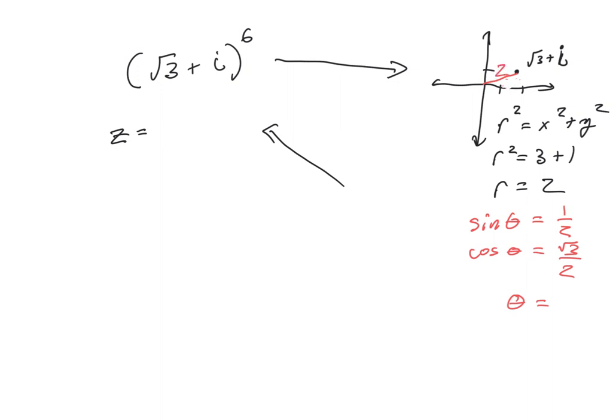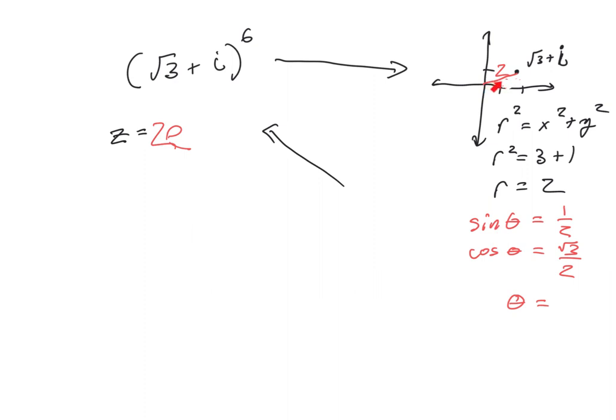And then I have z equals, so I don't have z to the 6th. I'm not going to do the 6th yet. I'm just going to look at just this one. If I can just find this one first, so that will be 2e, because it's r e to the i theta.